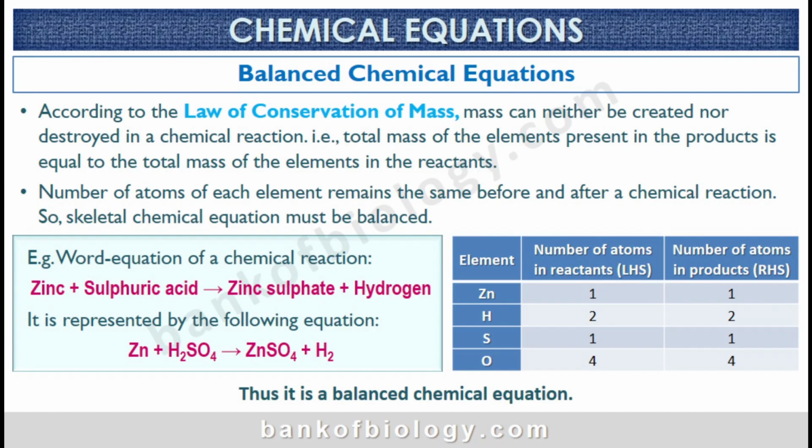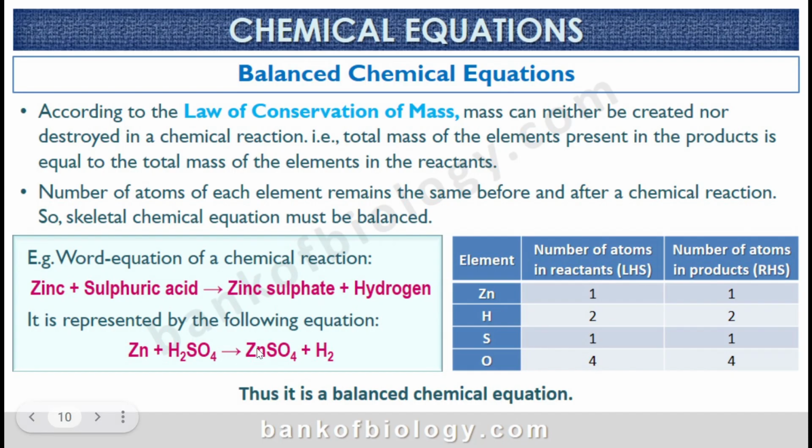Let's take one example. This is the word equation of a chemical reaction: zinc plus sulfuric acid gives zinc sulfate and hydrogen. It is represented by zinc Zn, sulfuric acid H2SO4, and when they react with each other they give zinc sulfate ZnSO4 and hydrogen. Mark one thing here: there are 4 types of elements present in this reaction, zinc, hydrogen, sulfur and oxygen.